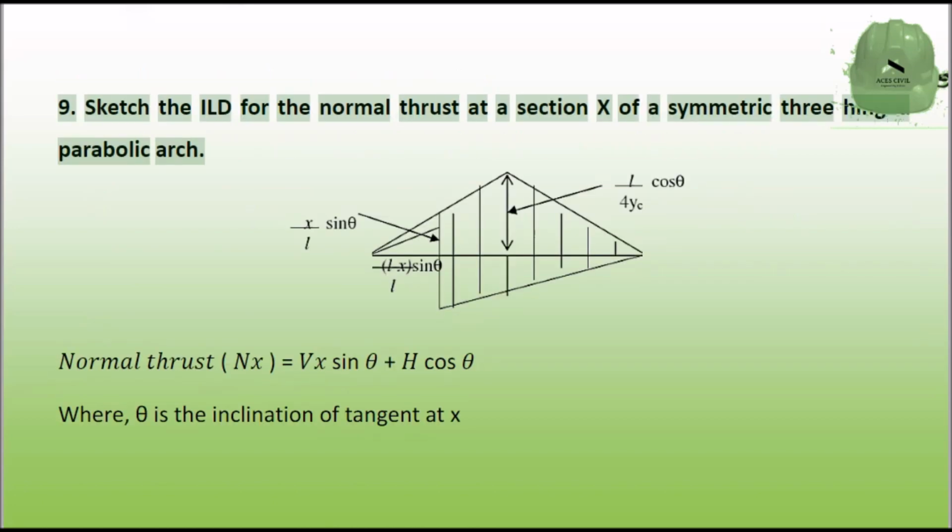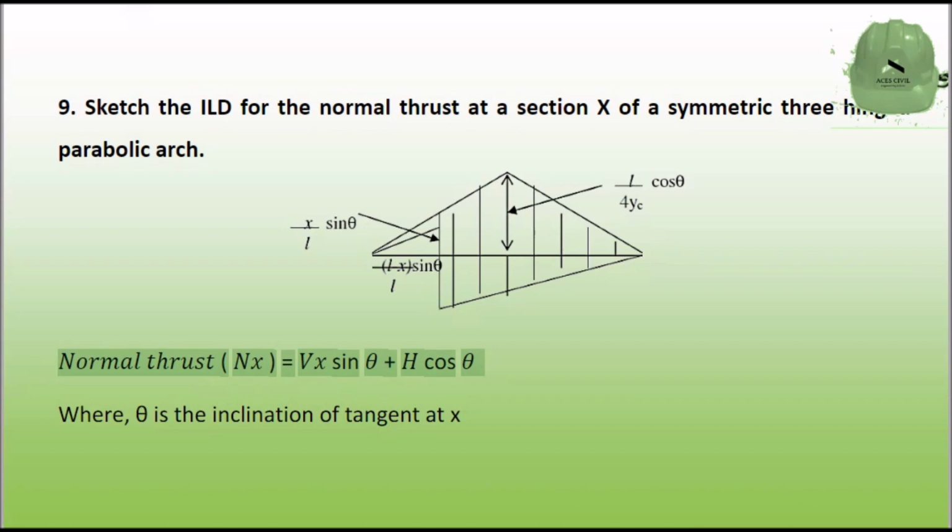9. Sketch the ILD for the normal thrust at a section X of a symmetric 3-hinged parabolic arch. H sin θ plus V cos θ, where θ is the inclination of tangent at X.